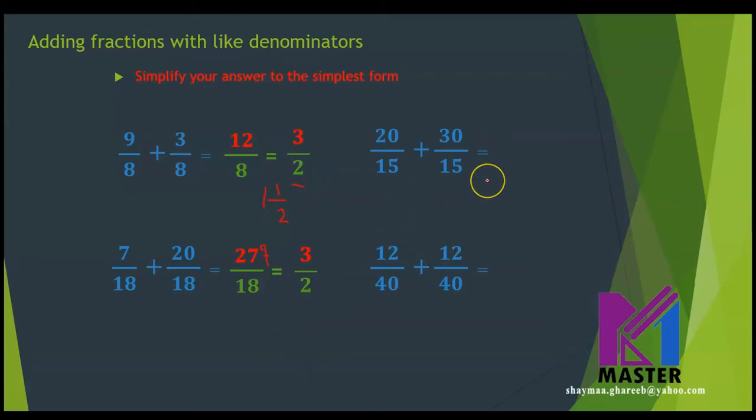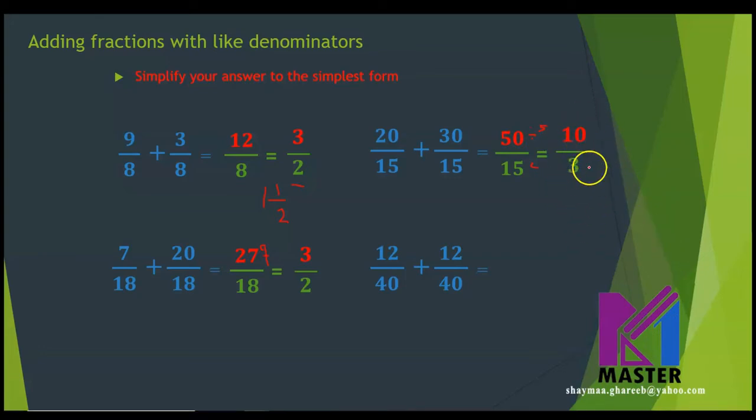What do you think? Yes, it will be 50 over 15. I can simplify by dividing up and down by, yes, by 5. So when you divide by 5 up and down, you will get 10 over 3. So the answer will be 10 over 3. Can I simplify it? No, it is in the simplest form. But I can write it as a mixed number because this is an improper fraction.